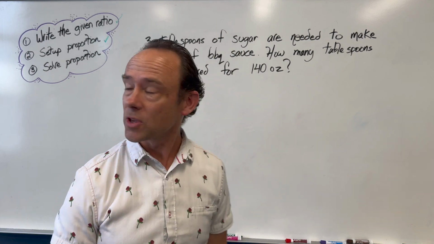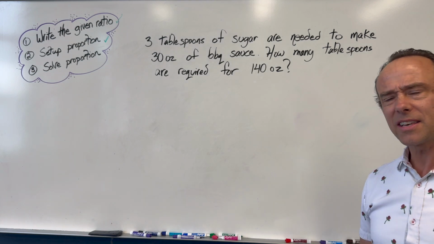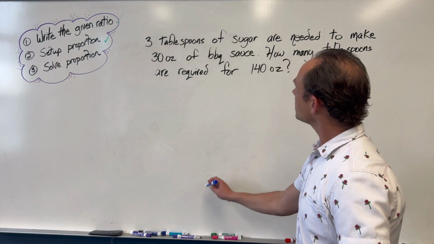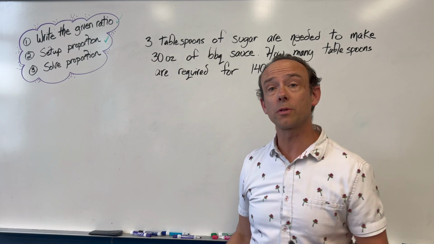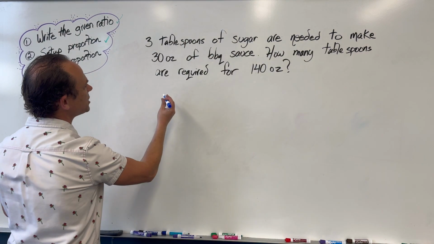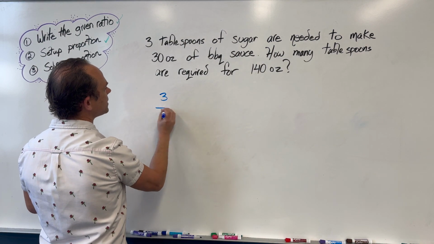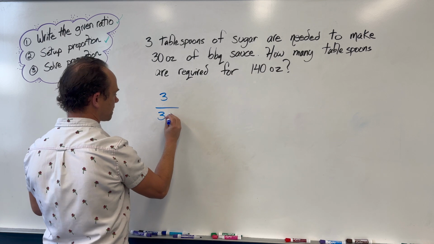Let's go. All right, so write the given ratio. So right here at the start, it says it's 3 tablespoons for 30 ounces. So that's our ratio. So let's write 3 is to 30.